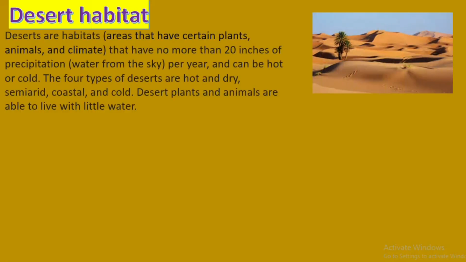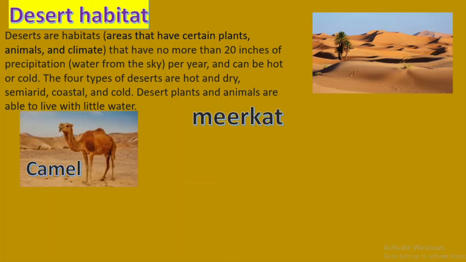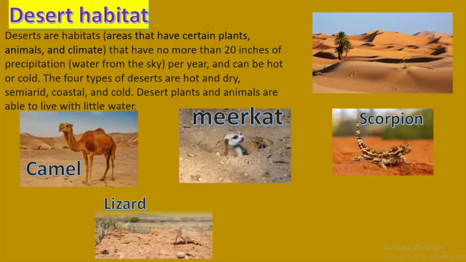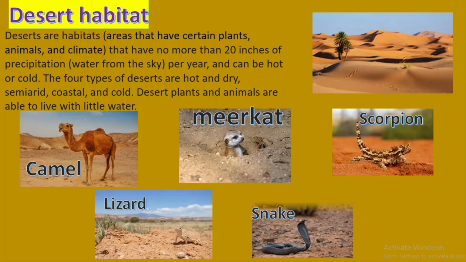Desert habitats. Deserts are habitats or areas that have certain plants, animals, and climate that have no more than 20 inches of water from the sky. Here are some animals in the desert: camel, meerkat, scorpion, lizard, and snakes.